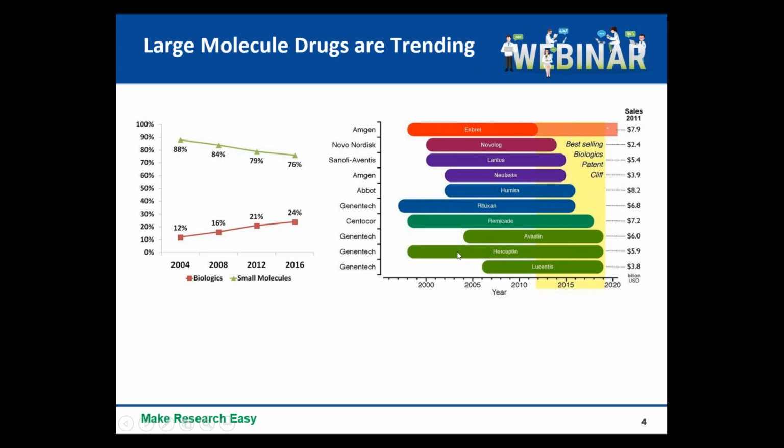If you look at the chart on the right-hand side, this shows some of the major blockbusters in recent times, and the sales that they generated in 2011. The company is listed on the y-axis, and the timeline on the x-axis. If you look at the major approved products, many of them have either gone off patent or will go off patent very soon. So the growth in the biologics market is also due to this patent cliff and patent expiration in many important blockbusters.